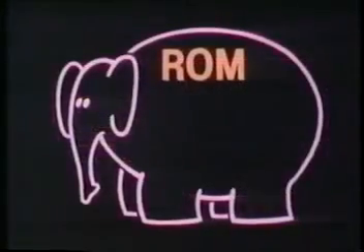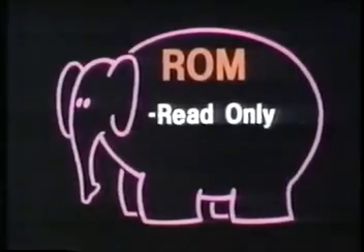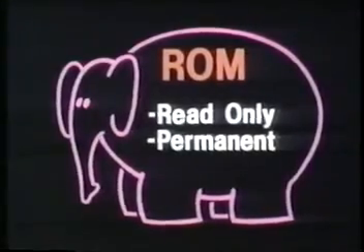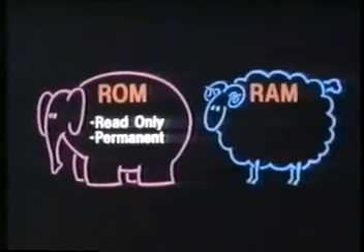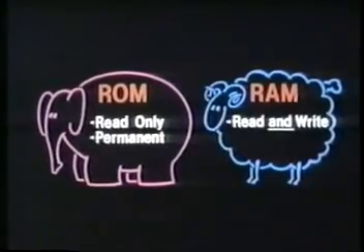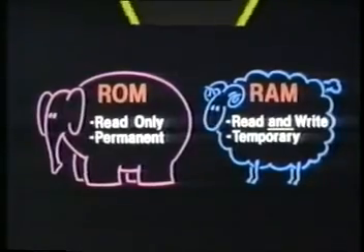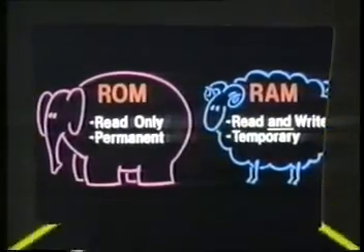So ROM is read-only memory, and it's permanent. It never forgets. Whereas RAM is both read and write memory, and it's temporary. It forgets at the flick of a switch. ROM and RAM, ROM and RAM. ROM wasn't built in a day, so it's here to stay. And RAM is here today and gone tomorrow.